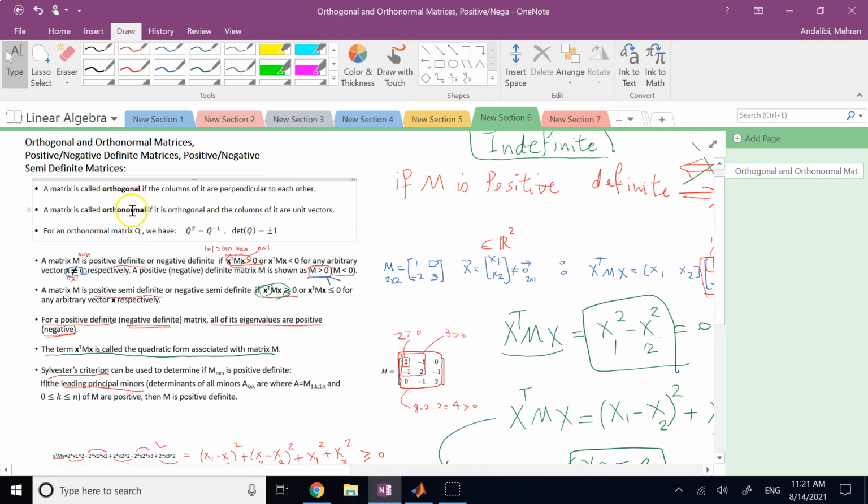And orthonormal and orthogonal we use a lot more, especially orthonormal we use for rotation matrices in robotics and many dynamic applications in 3D.